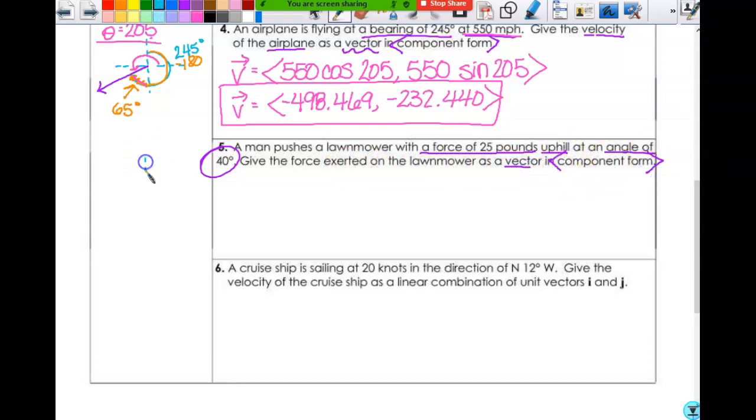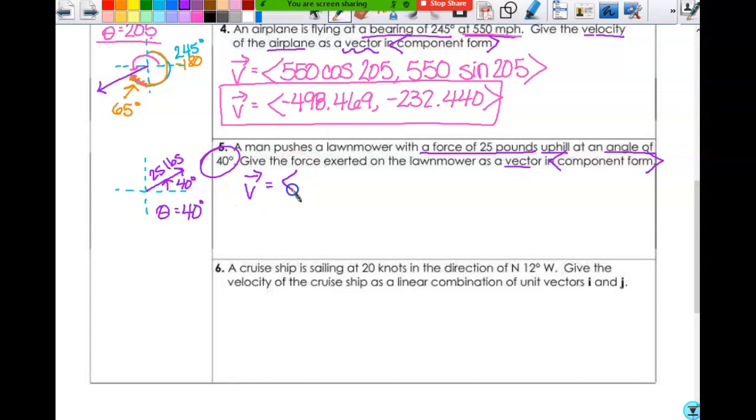Okay, so let's think about what's happening with our lawnmower. So this guy's pushing the lawnmower, and we've got an angle of 40 degrees, and the force is 25 pounds. And this is my angle of 40 degrees. So that 40 degrees is my theta. That makes sense? So when you're talking about what your angle is, you're going with the horizontal. So theta is 40. I don't have to do anything to change it from bearing or whatever. So then this one should be fairly simple.